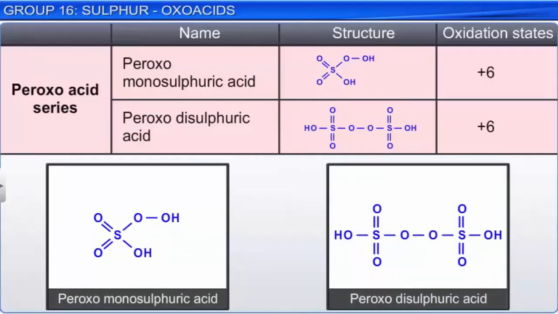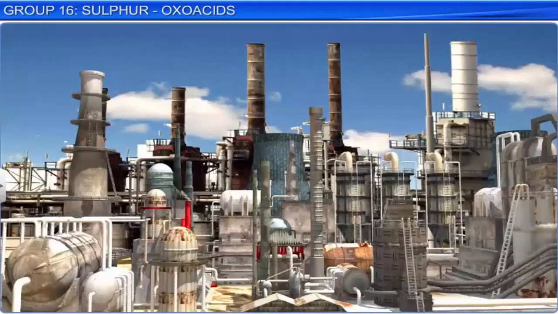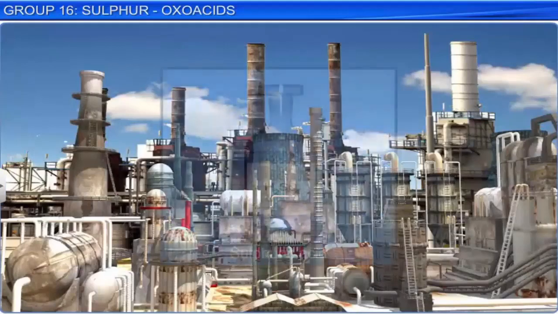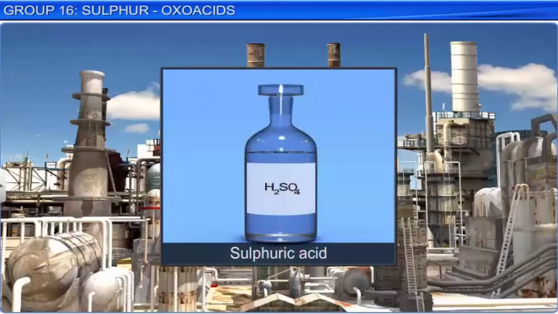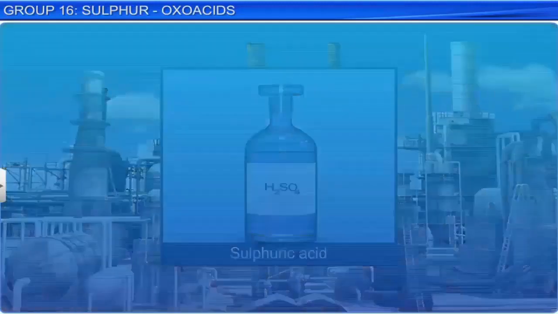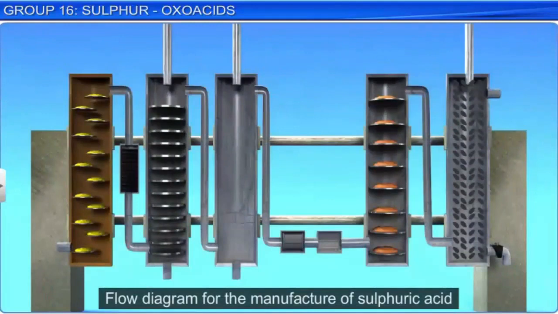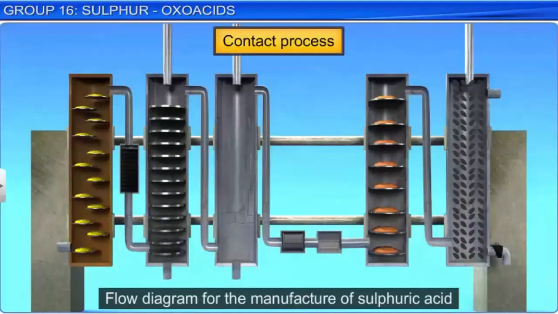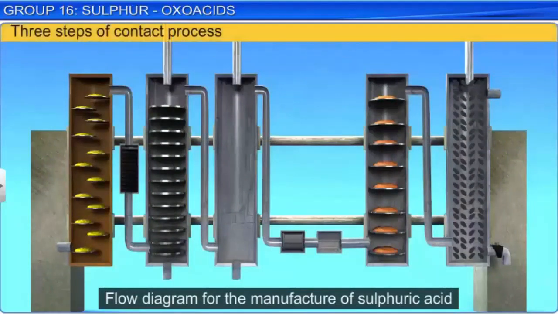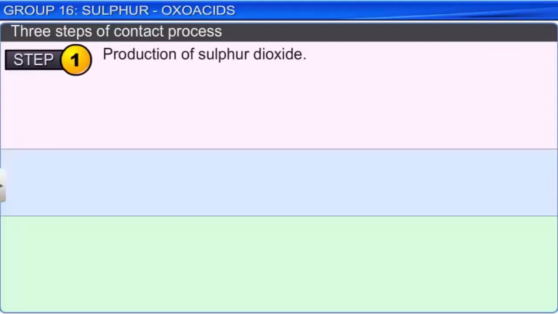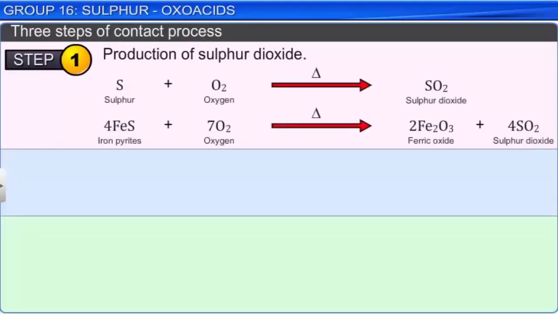Among these oxo acids, sulfuric acid is the most important acid used in the chemical industry. It is manufactured by the contact process. The contact process involves 3 steps. The first step is the production of sulfur dioxide. This can be made by burning sulfur or sulfide ores such as iron pyrites in excess of air.